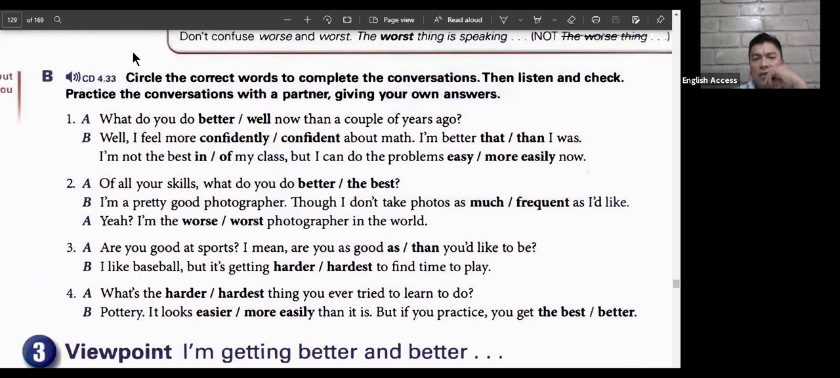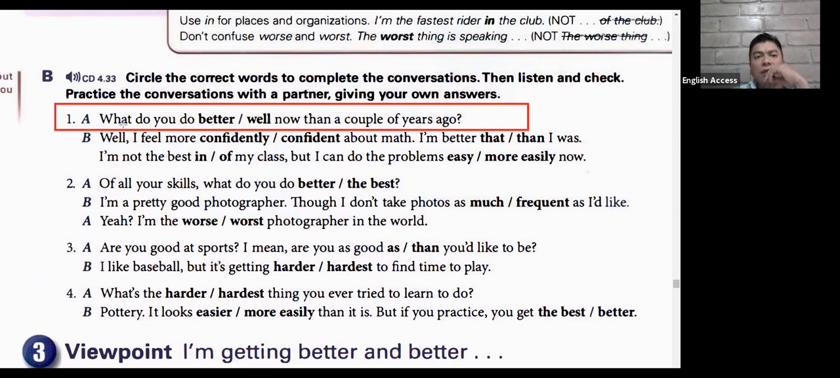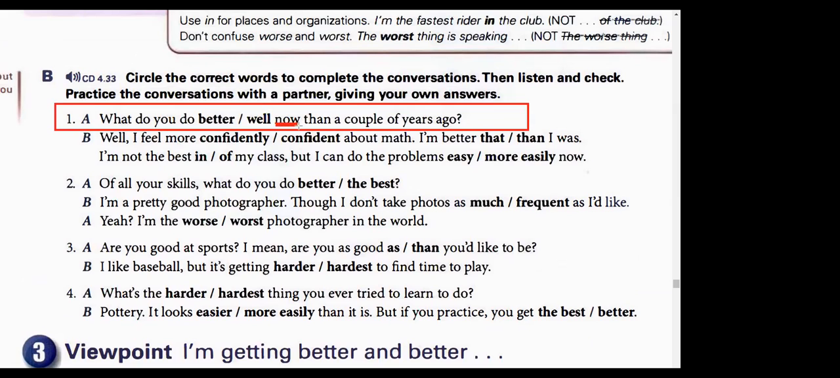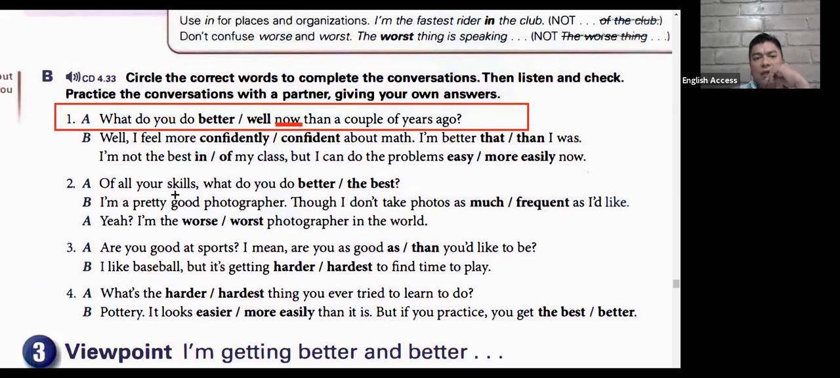For example, here, let's take a look at this example number 1. What do you do better or well now than a couple of years ago? Here we have the expression done. And that is the expression of comparing one thing with another. So when you compare one thing and another, then one is different than the other. And what do we use when we compare like this? We use the ending ER. In that case, better.